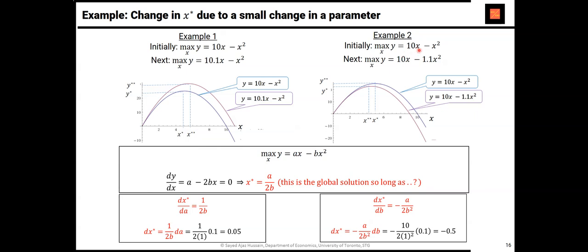Over here, the parameter b is changing. See, b. And therefore, what's the change in x star due to change in b? Differentiate x star with respect to b, you get minus a over 2b squared. Rearrange, the total change in x star is this expression right here. Sub in the initial values of a and b, and how much did b change by? It changed by 0.1 units. The total change in x is going to be negative 0.5, which means it went down.